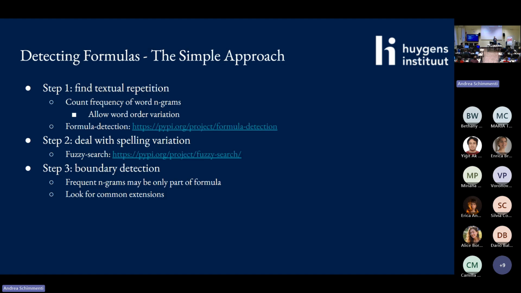We want to take into account some word order variation, so sometimes word 1 appears before word 2, but sometimes it's the other way around. So we built a package to do this formula detection. But then there are also all kinds of spelling variations, so not only text recognition errors, but also spelling variation in early modern languages, spelling changes that you want to take into account. So we have a package for that as well. And then we want to do boundary detection, because you find a 5-word phrase that occurs frequently, but that might not be the entire formula. There might be something before or after it that you want to detect. So can we look for extensions of these partial formulas?